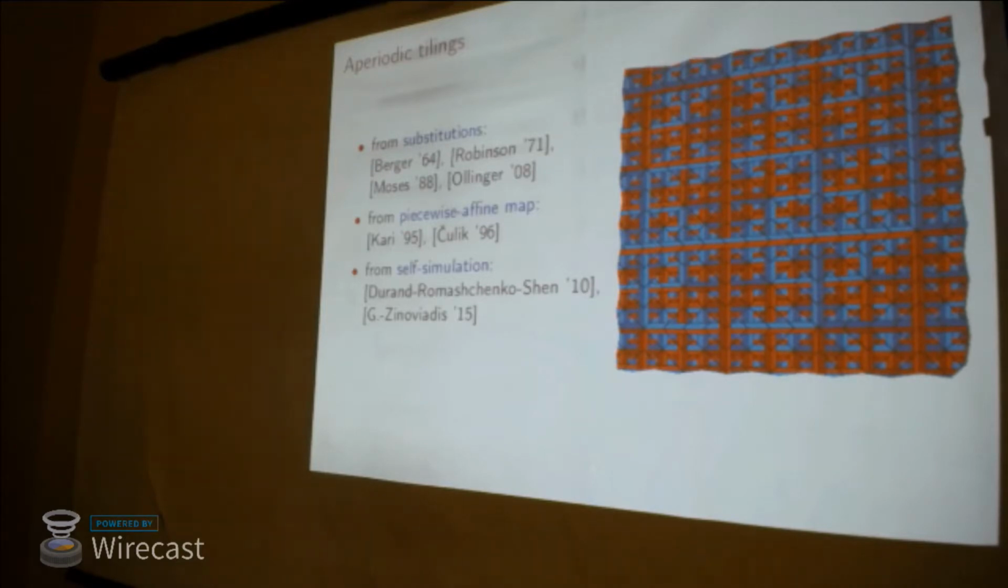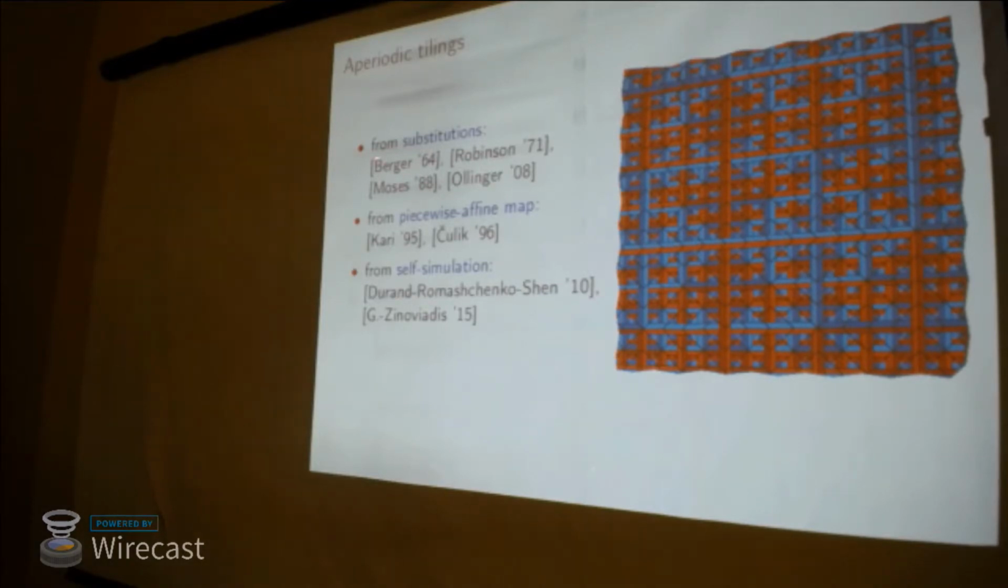So to start with, let's look at aperiodic tilings. I could spend hours describing them, but we don't have so much time. So this is a list of the three most important families of SFTs which are aperiodic. I wrote aperiodic tilings, but it's an aperiodic set of tilings. It's an aperiodic SFT each time.